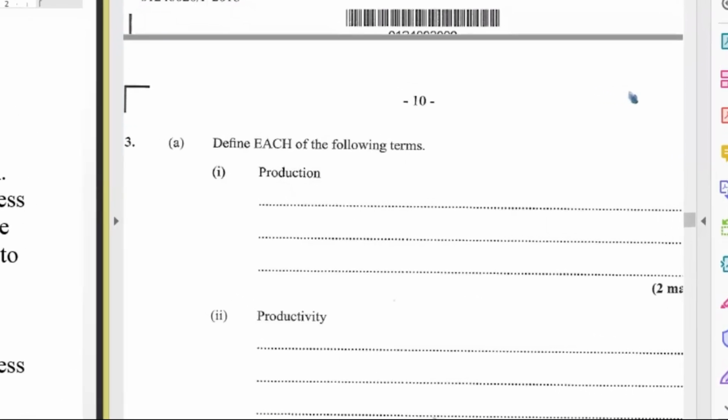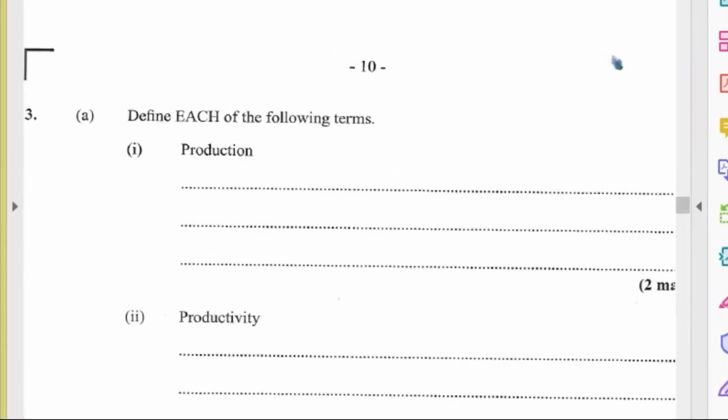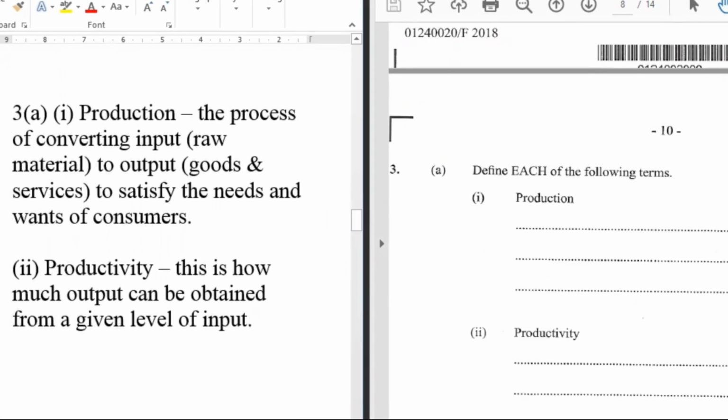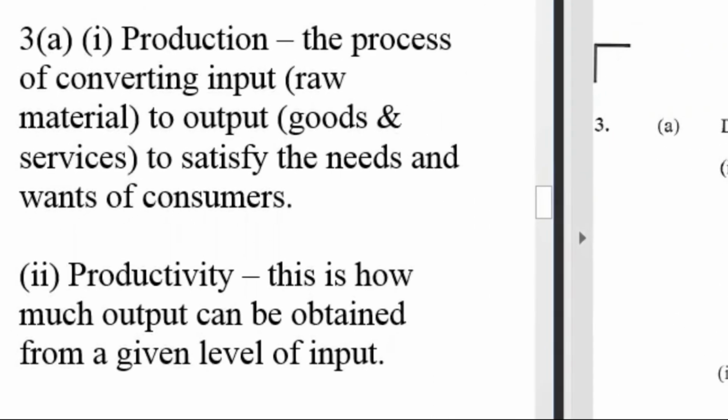All right, let's look at 3A. Define each of the following terms: production and productivity. Production is the process of converting input, that is raw material, to output, that's goods and services, to satisfy the needs and wants of consumers. Productivity, this is how much output can be obtained from a given level of input.